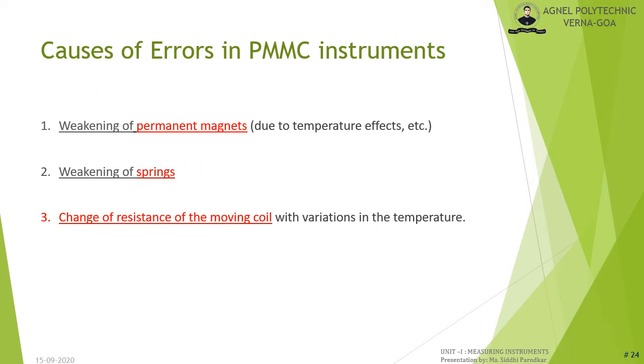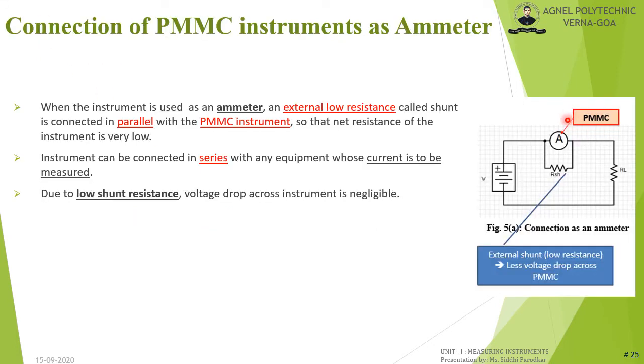PMMC instrument can be used as ammeter by simply connecting a resistor in parallel with the PMMC instrument. This resistor is known as shunt resistor and has very low resistance value. This arrangement of PMMC instrument in parallel with the shunt resistor will have a very low net resistance. This will result in a very low voltage drop across this arrangement. Thus, it will not affect any other circuit parameters when connected in series with the other elements.